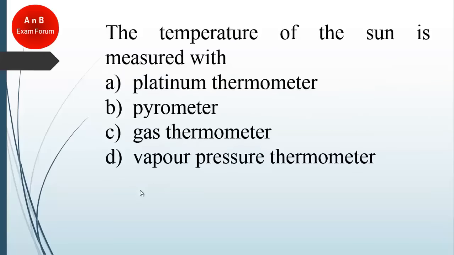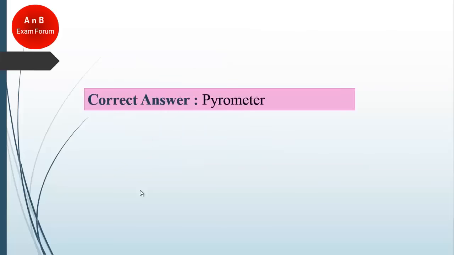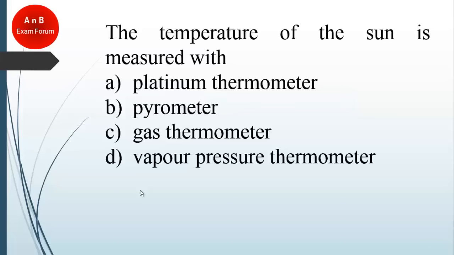So the next question is, temperature of sun is measured with which of the following devices? Platinum thermometer, pyrometer, gas thermometer and vapor pressure thermometer. Yes, student, this is a static question. Yes, the correct answer is pyrometer. So with the help of a pyrometer, you can measure the temperature of the sun.